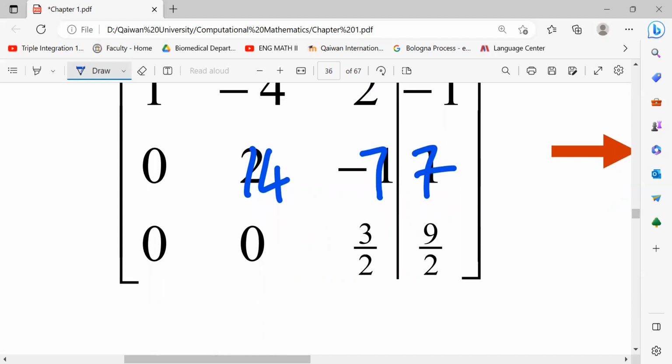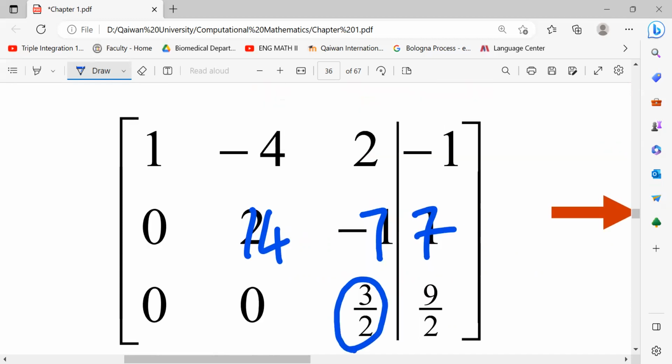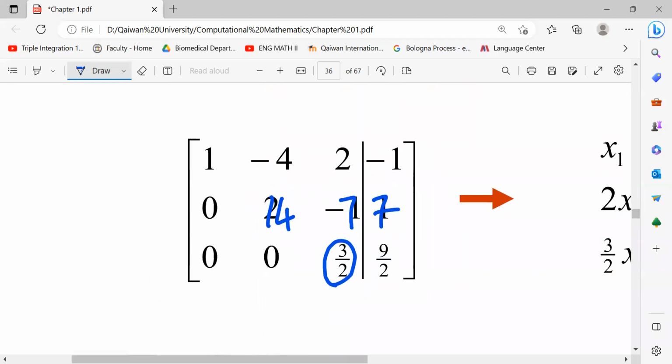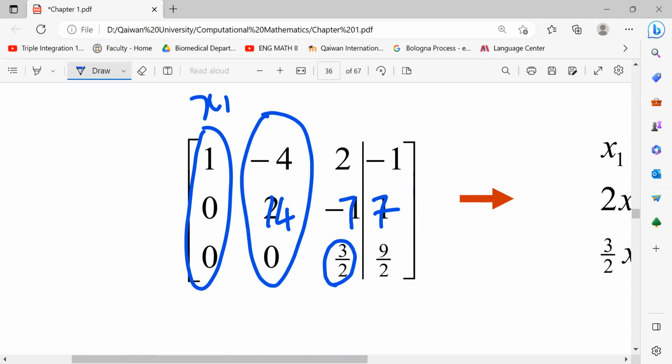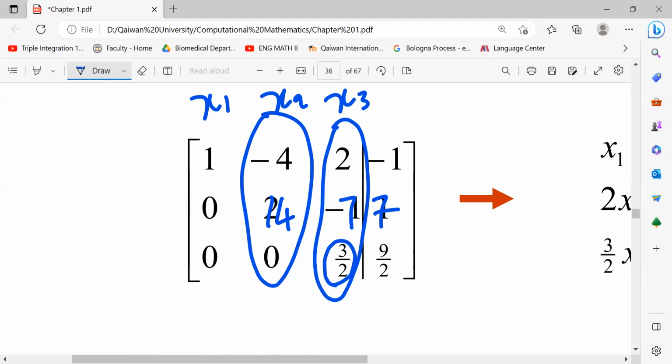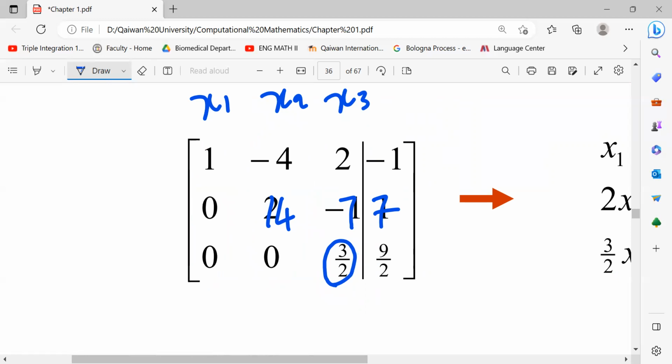Let's work on this one. Here, this is the coefficient of x3. As you see, when we get the augmented matrix from the system, these are the coefficients of x1. These are the coefficients of x2. And these are the coefficients of x3. As you see, we start from the last row to find the values of variables. Why? Because in the last row, we have 2 zero entries, and only one non-zero entry. And we use back substitution to find it.